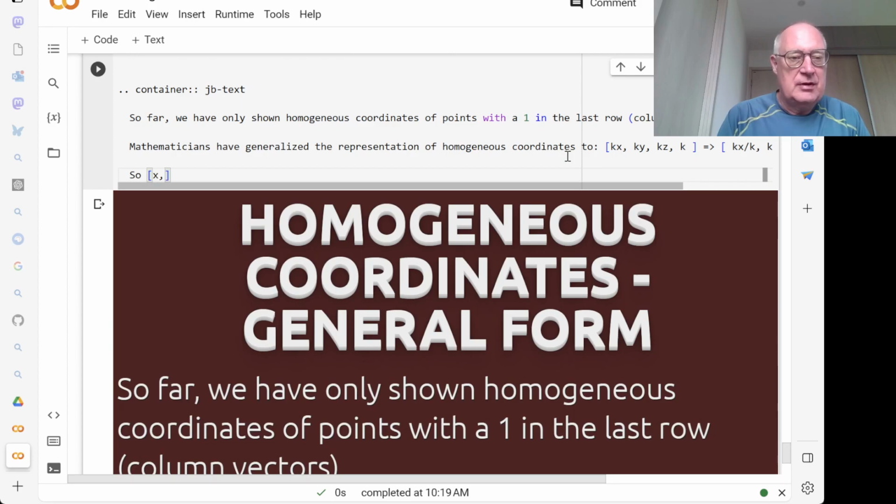So x, y, z, 1 is a special case with k equal to 1. Right?